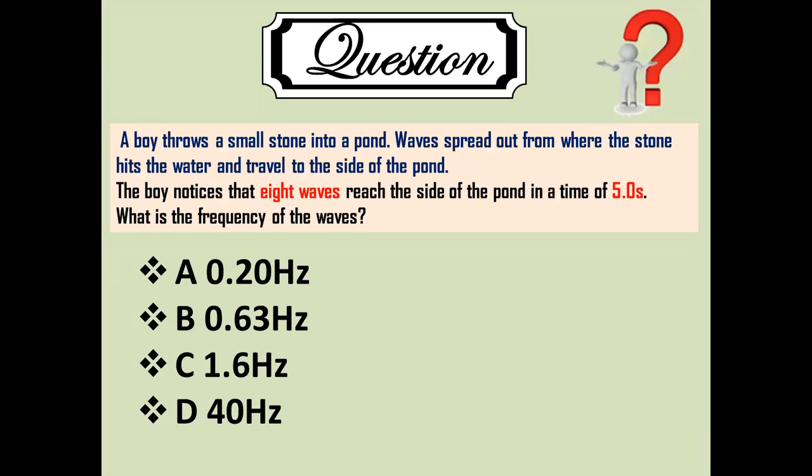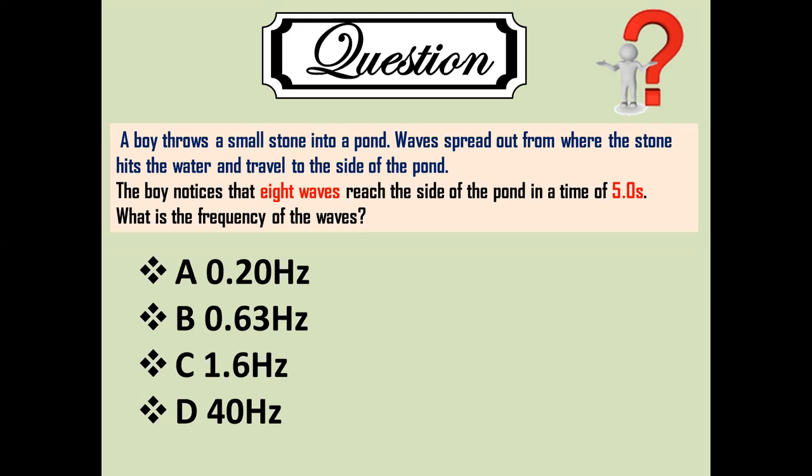A boy throws a small stone into a pond. The waves spread out from where the stone hit the water and traveled to the side of the pond. The boy noticed that 8 waves reach the side of the pond in a time of 5 seconds. What is the frequency of the waves?